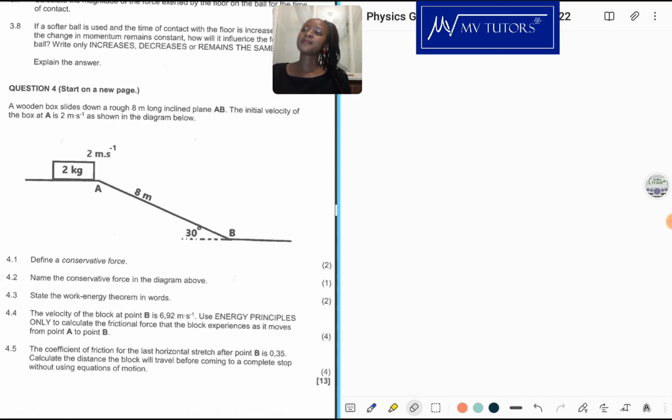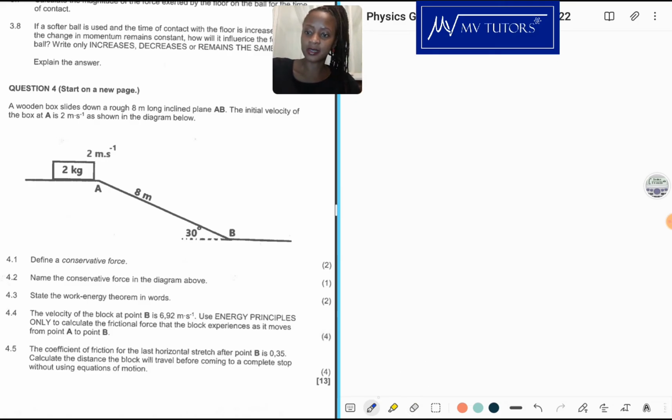So question 4, part of the work energy theorem, work energy and power chapter, right? It says a wooden box slides down a rough 8-meter long inclined plane AB. The initial velocity of the box at A is 2 meters per second. We can see AB is at an incline, and the angle there is 30 degrees. So now 4.1 says define a conservative force.